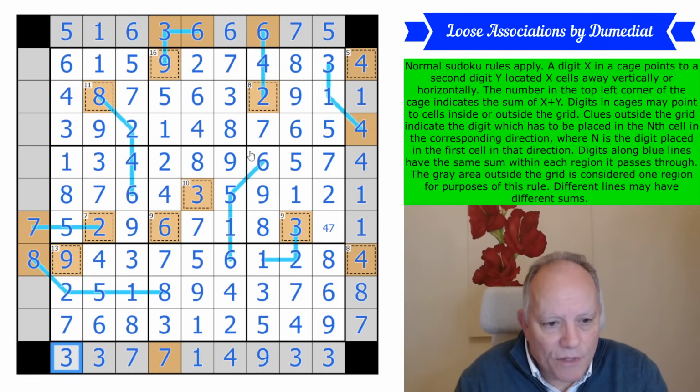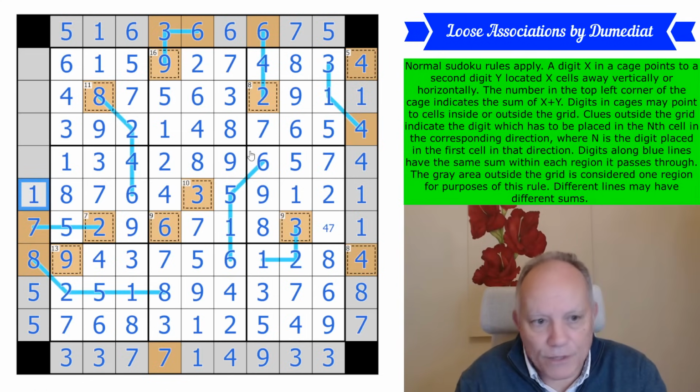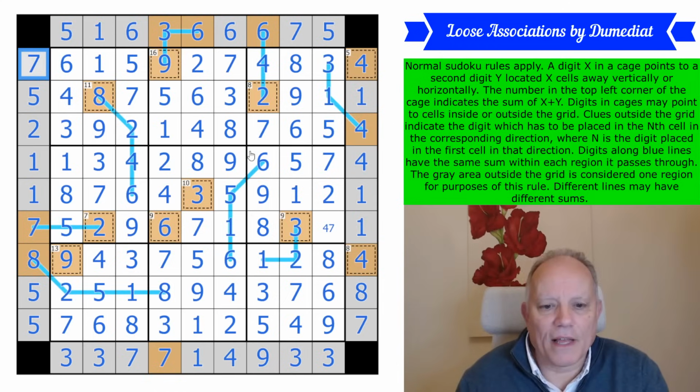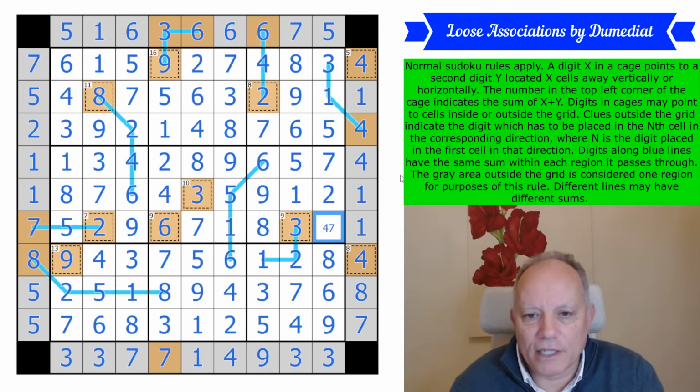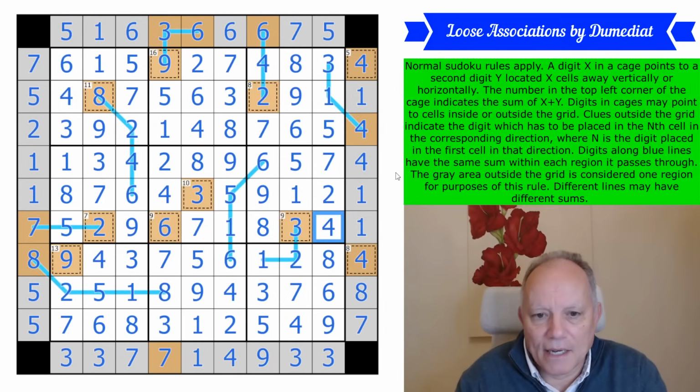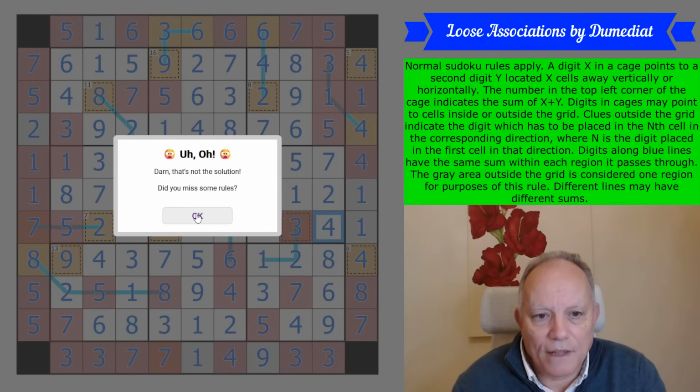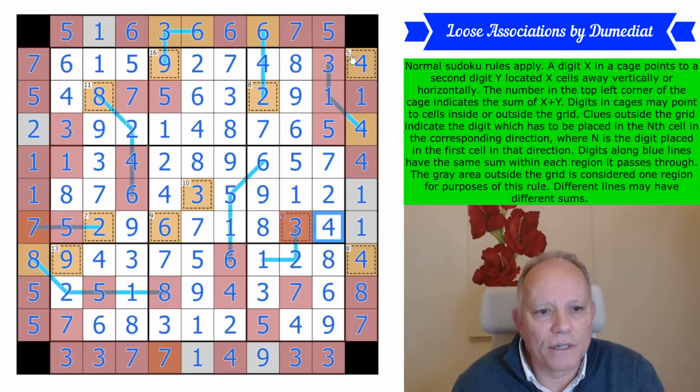Room 7 is a 3, room 7 is a 5, room 2 is a 5, room 8 is a 1, room 1 is a 1, room 3 is a 2, room 4 is a 5, and room 6 is a 7. There we go. And now we can fill in the last digit, see if we get a tick. We don't. I don't know what that means. Please let it not mean that I've done this wrong, because that would hurt. Let's see what happens. That's not the solution. How can that not be the solution?